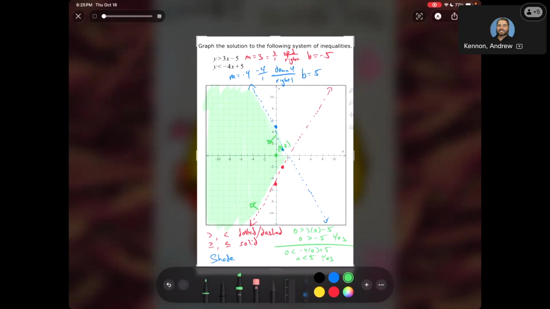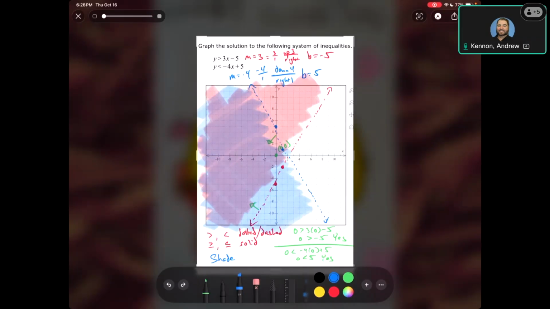Okay. So I want the shaded area for both of them. I hate to do this, but I might do it real quick. So my red line is this, and my blue line is this, right? So what I'm looking for is the intersection of these. So my answer is actually the intersection right here, if that makes sense.